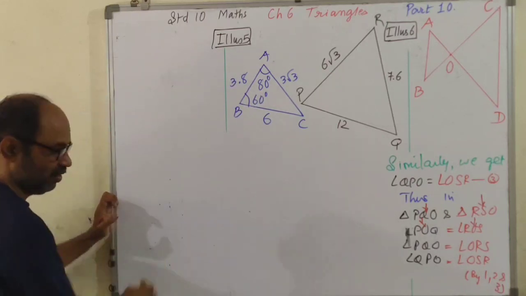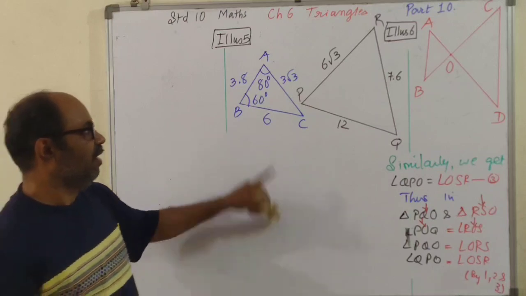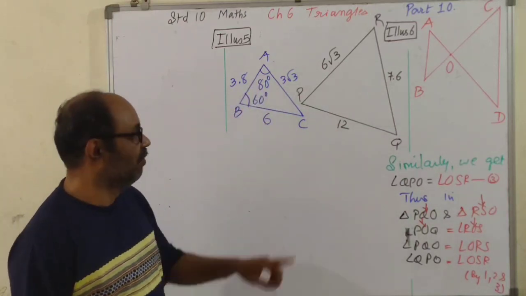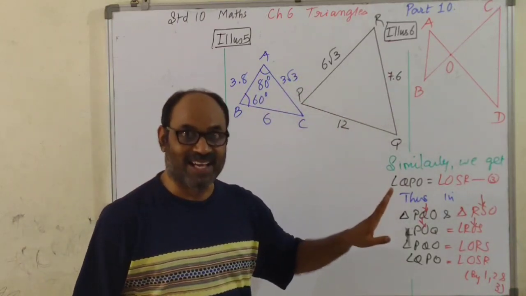Illustration 5. What details do you see? A blue triangle and a black triangle are given. Measures of all three sides of the blue triangle are given. Measures of all three sides of the black triangle are given.